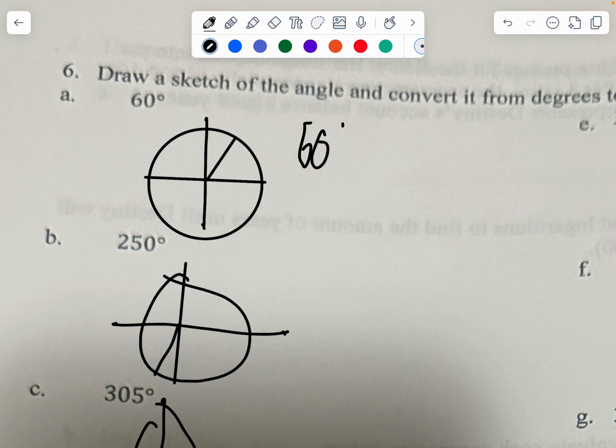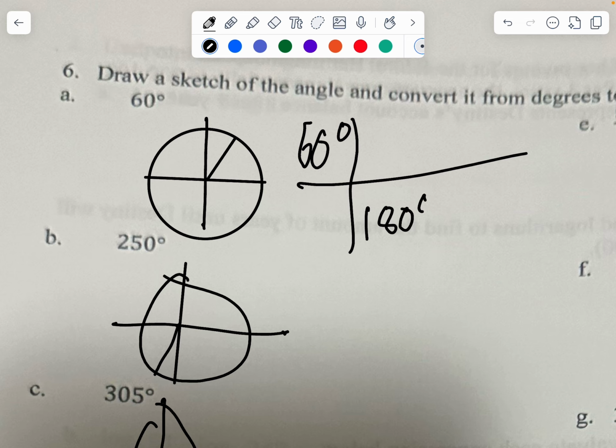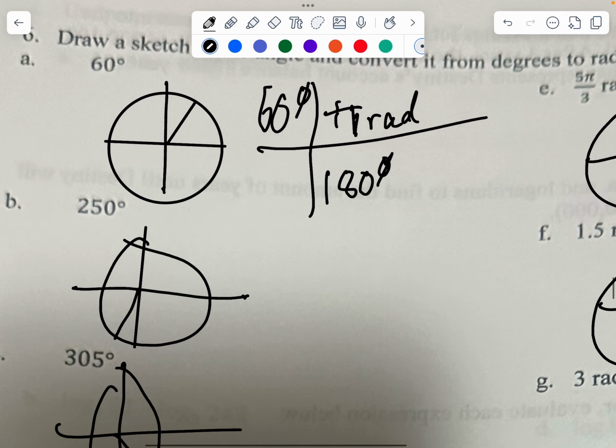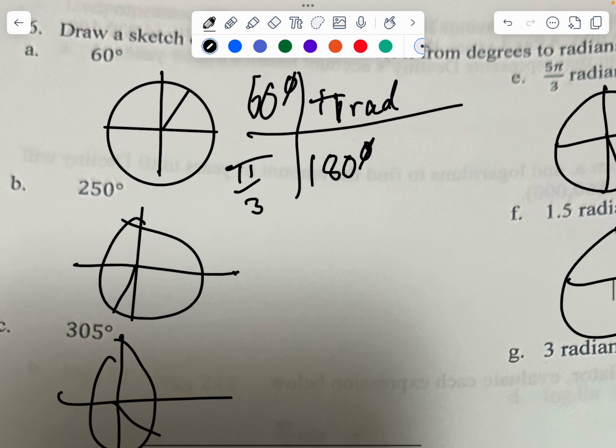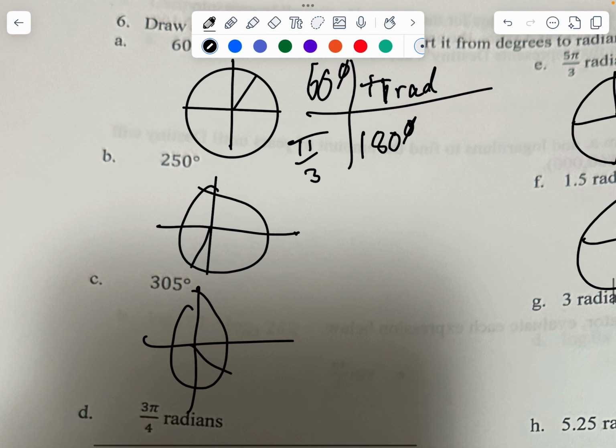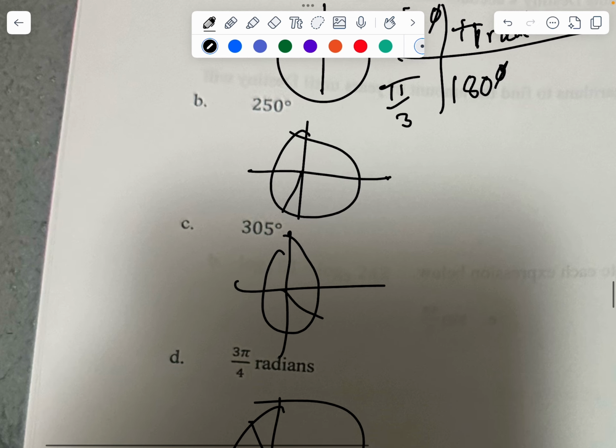60 degrees. And then our conversion factor is always pi radians over 180 degrees, or 180 degrees over pi radians. But you need the degrees to cancel here, because you're trying to get it to radians. So degree cancels degree. 60 divided by 180 is 1/3, so we got pi over 3. Pi over 3? Yeah. Yep.